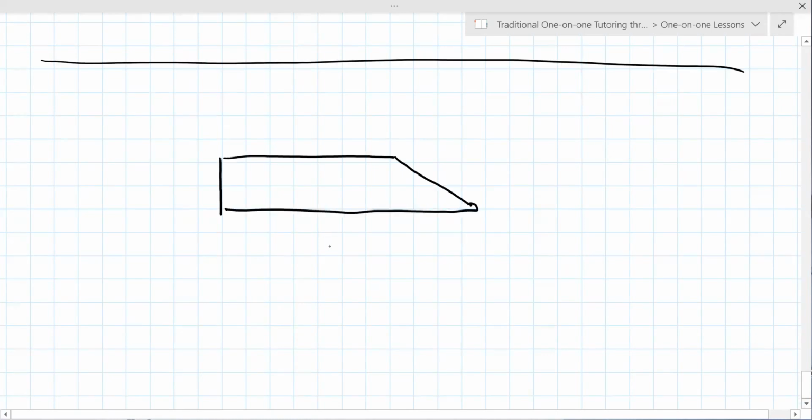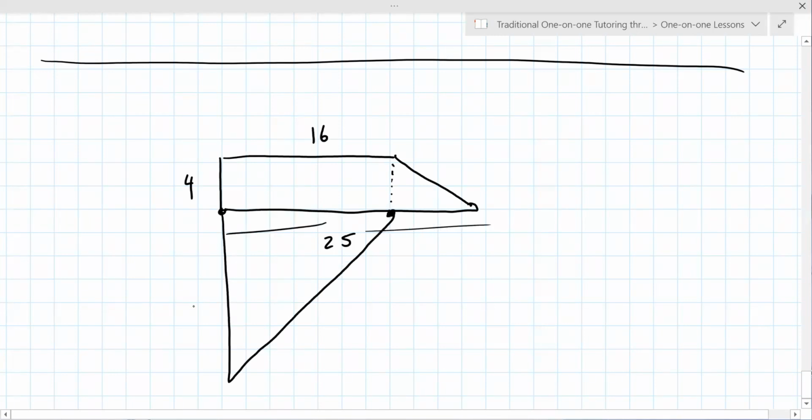So let's give you a problem like this, where this is 25, 16, and 4. I'm sorry, the 25 represents the whole length here. And this, we'll call this 12. So I want you to find the area of the trapezoid first for me. Okay.